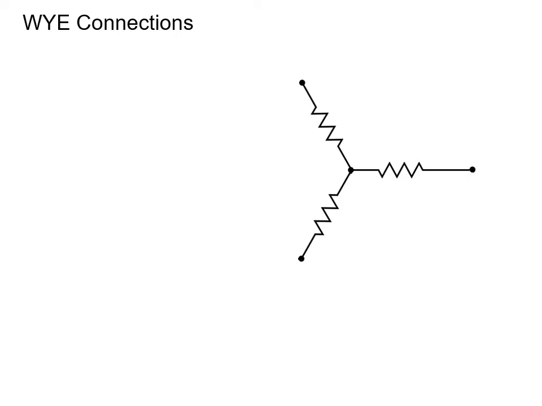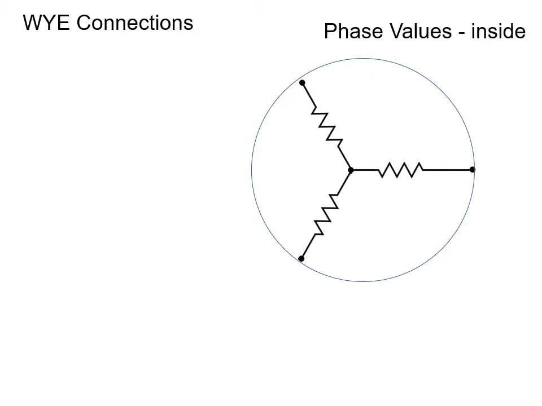Here we have 3 resistors connected in a Y configuration. I've tilted it ever so slightly just to make it easier to draw. You can ignore the circle's significance for now. The only reason I've added this circle is because I want you to think about what's inside the circle. When these 3 resistors or loads are inside the circle, we are talking about phase values. A phase value is anything that is inside the shape, in this case, the shape being a Y configuration.